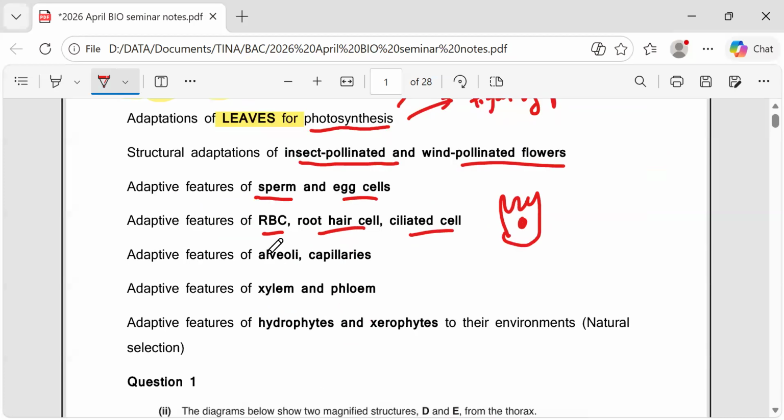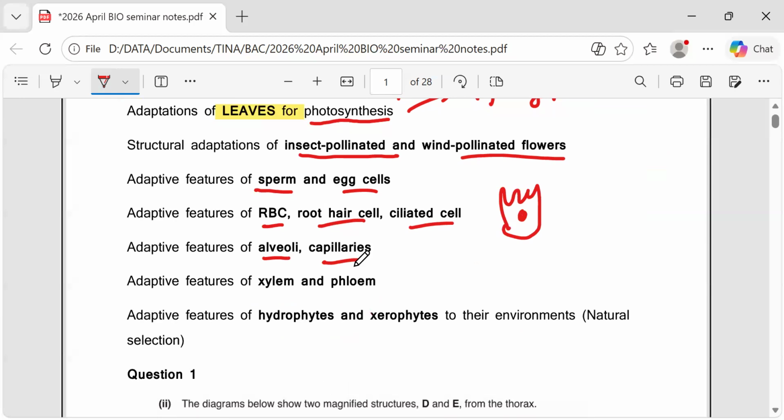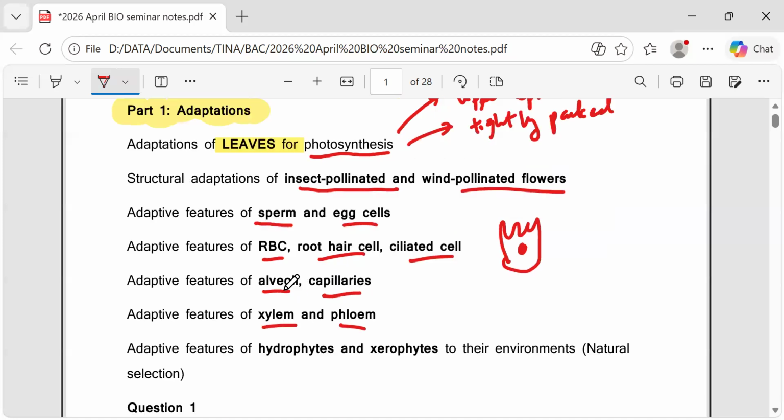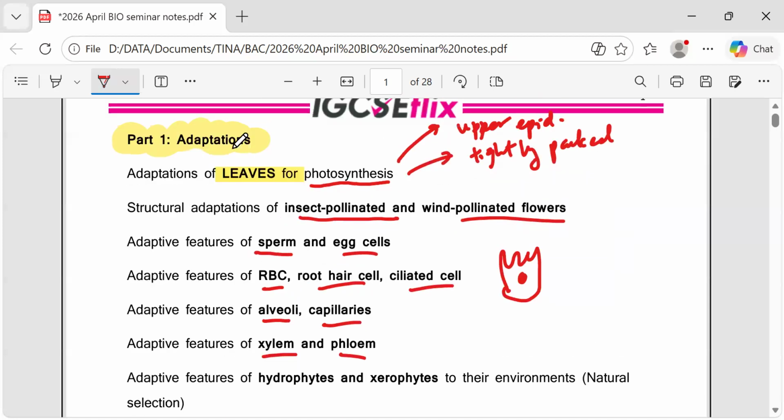Alveoli, capillary: very thin walls. Usually we can only say thin walls, we can't think of anything else. Later down there it's going to be more. And then, what's the adaptation of xylem and phloem? They love to ask questions on the word adaptation. Every single past year paper definitely has the word adaptation.